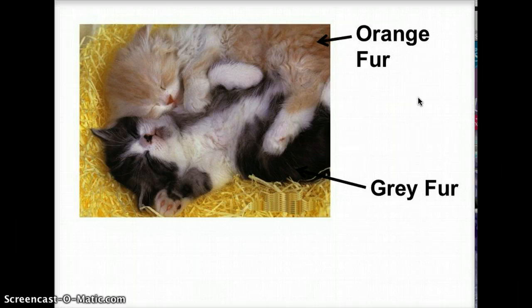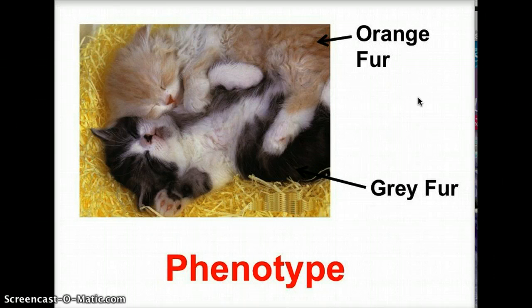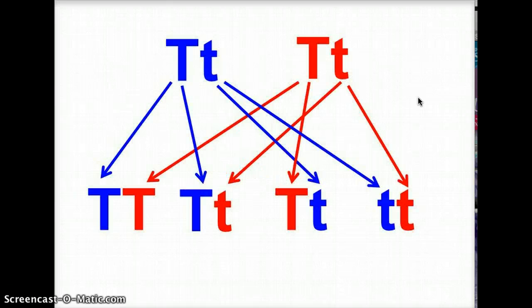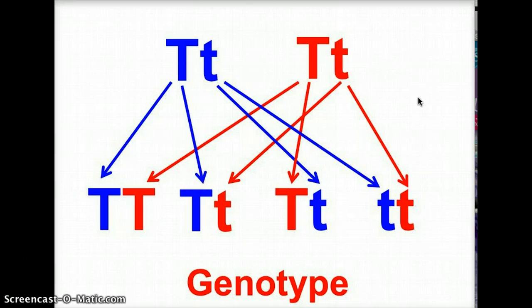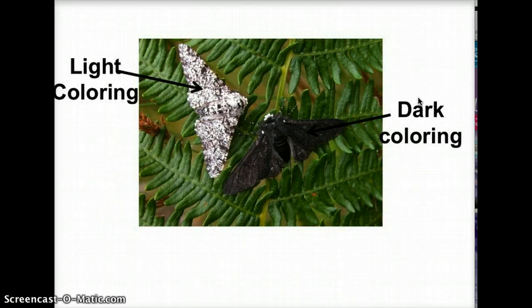Phenotype. Is the fur color of the kittens an example of a phenotype or genotype? Phenotype. Do the different allele combinations represent a phenotype or genotype? Genotype. Do these allele combinations represent a phenotype or genotype? Genotype. Does the color of the moths represent a phenotype or genotype? Phenotype.